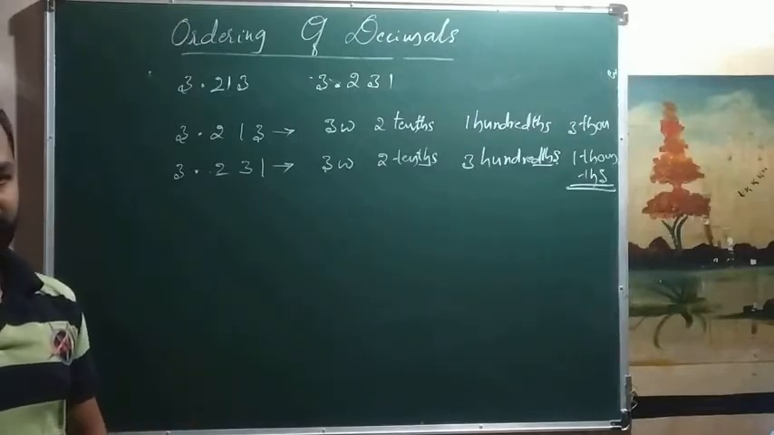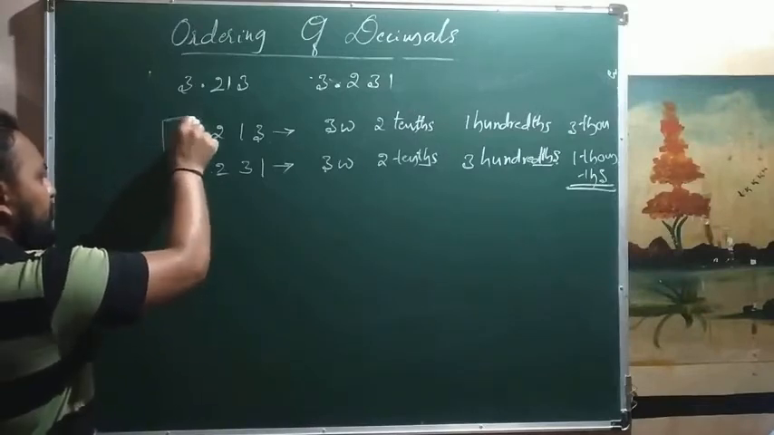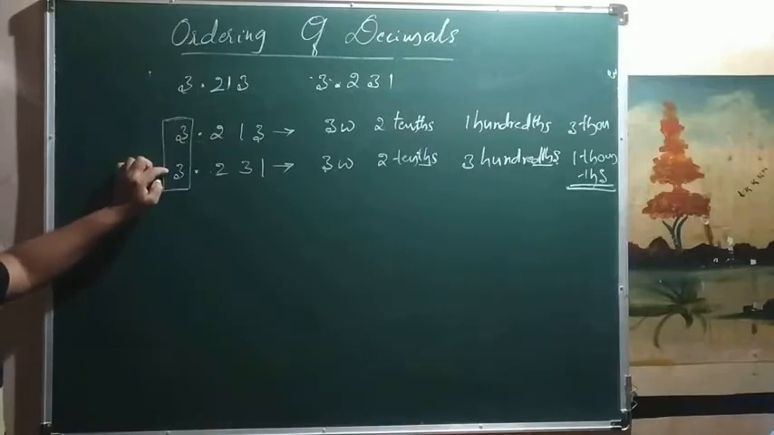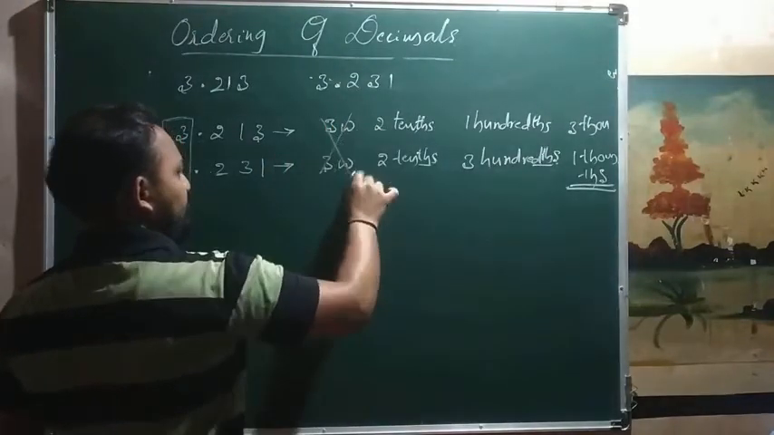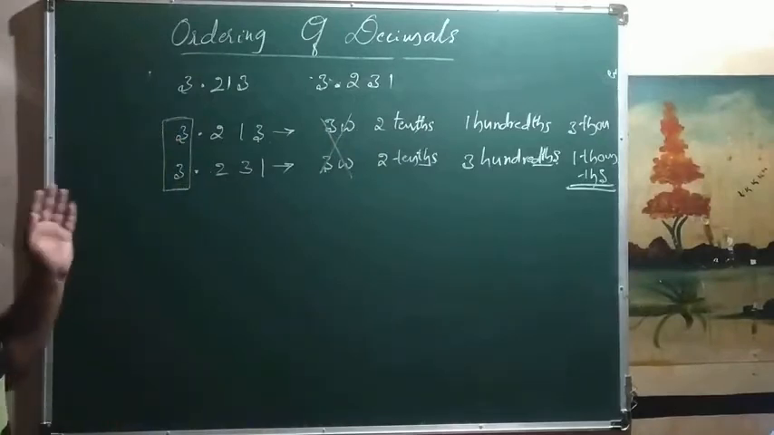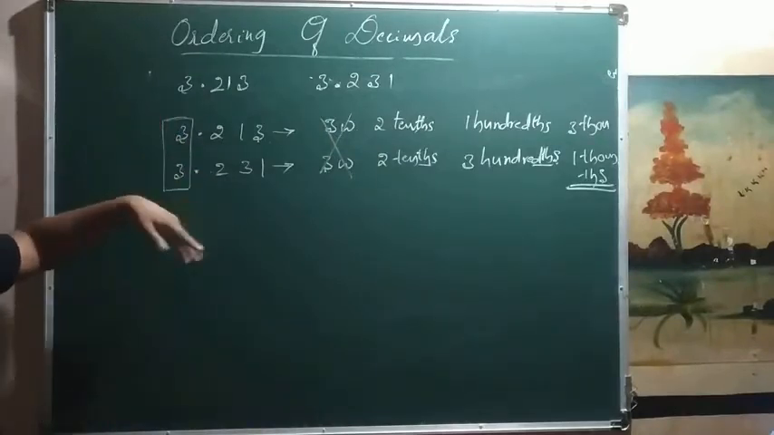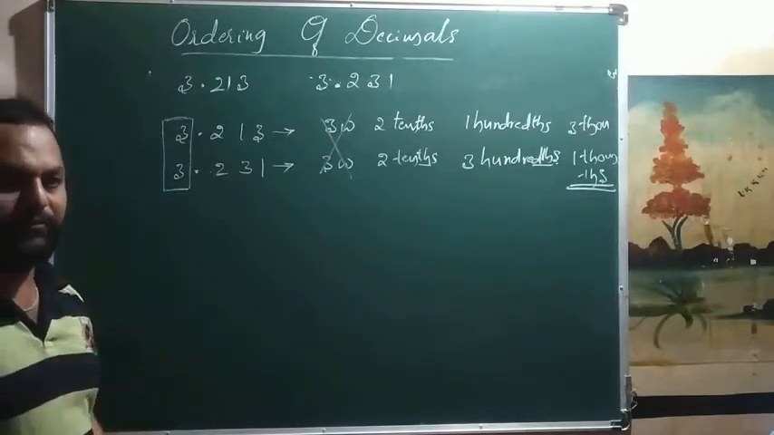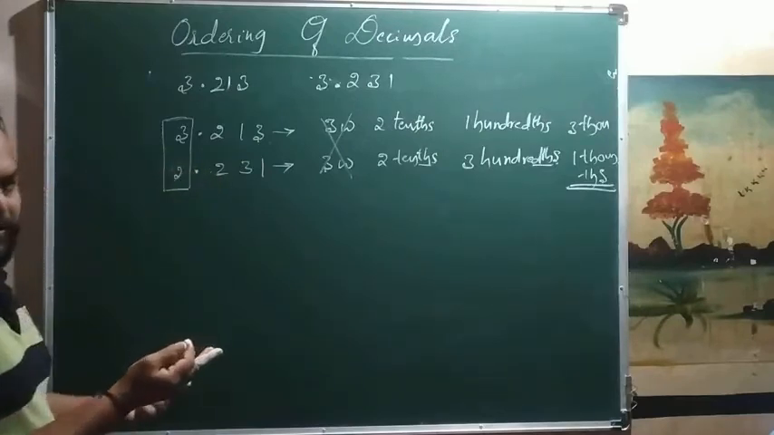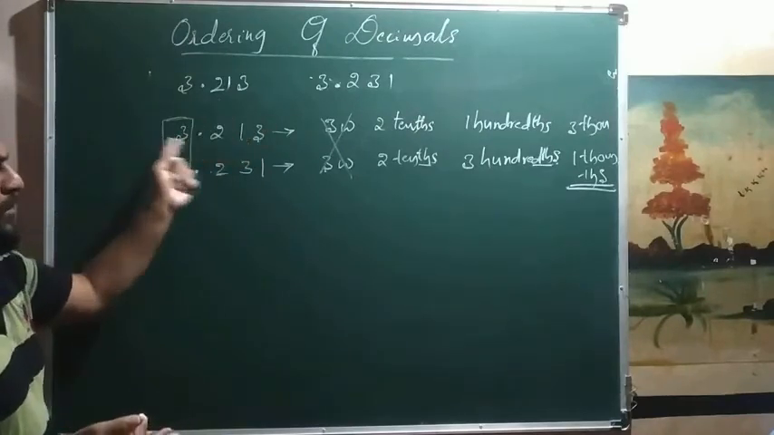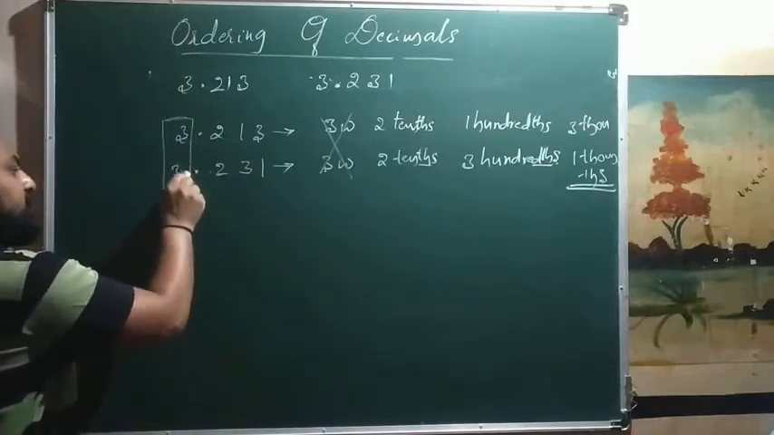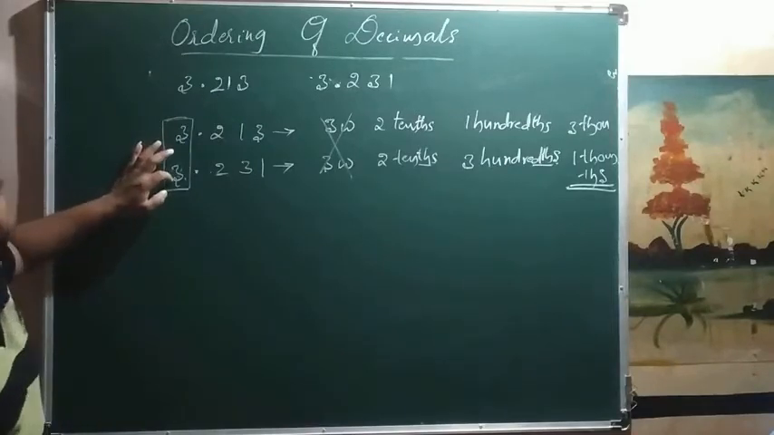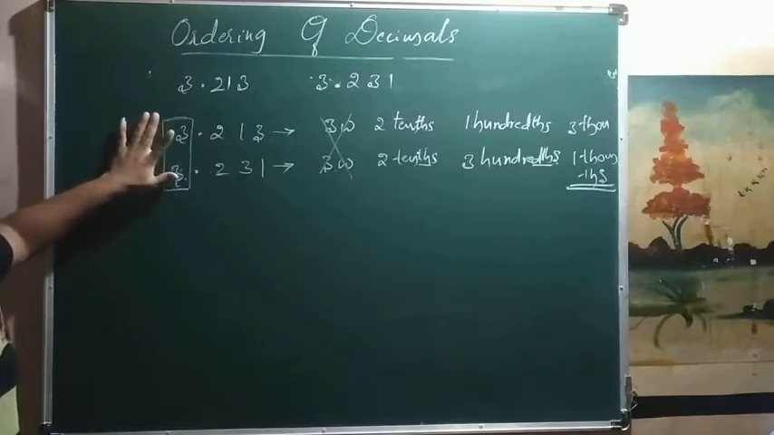First compare the whole number portion. Both are the same in the two decimal numbers, 3 and 3, so cancel it. If the whole number portions are the same, we move on; if they are different, we can easily compare the two decimal numbers, and the number with the greater digit is greater. Here the whole number portion is the same, both numbers contain 3.